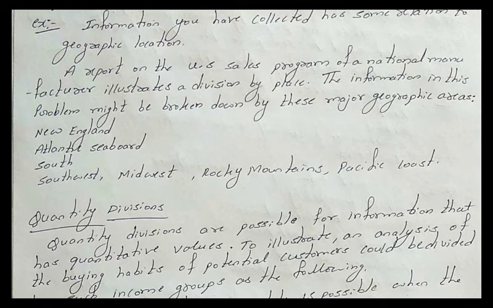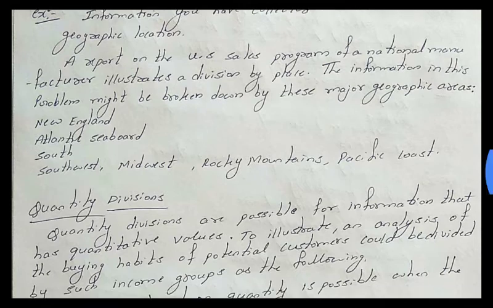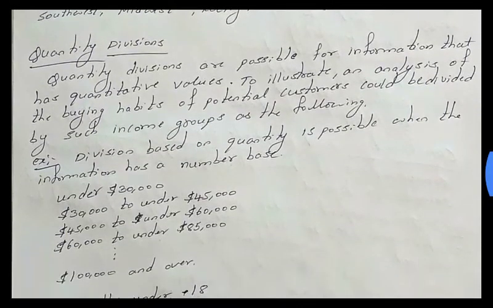So these are all the different geographical areas. Based on that, you have prepared the sales information. Is it clear?